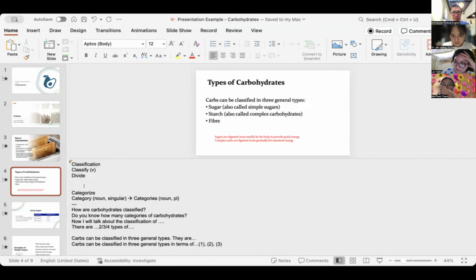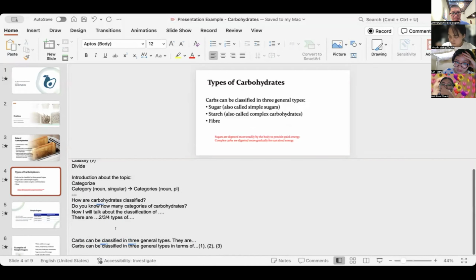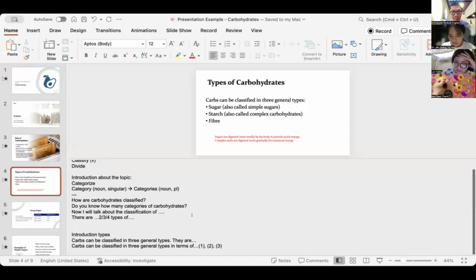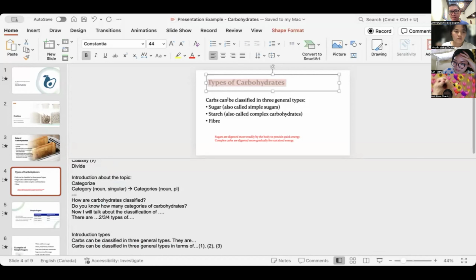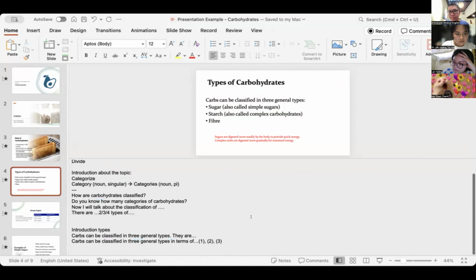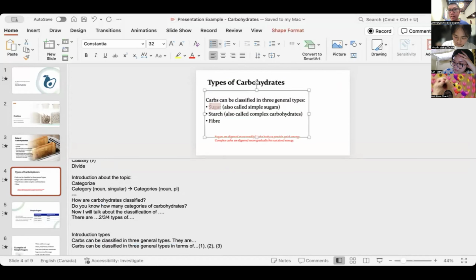This one is introduction about topic. Okay, this one is introduction types. Okay, so it's different. This one is introduction about topic, and this one is introduction about the types of category. Or here, in terms of sugar, starch, and fiber.